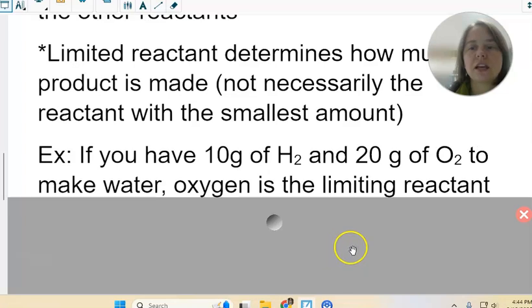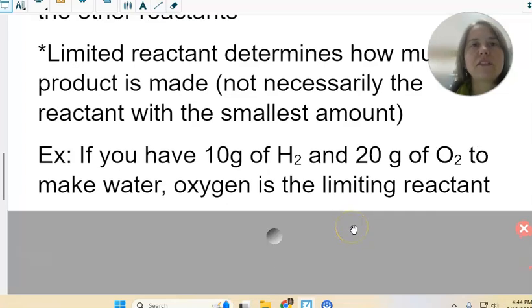So let's look at an example of this. If we have 10 grams of hydrogen and 20 grams of oxygen, to make water, oxygen is actually the limiting reactant. Why? Well, because oxygen has a much higher molar mass than hydrogen, so there's a lot more moles of hydrogen in 10 grams than there are of oxygen in 20 grams.